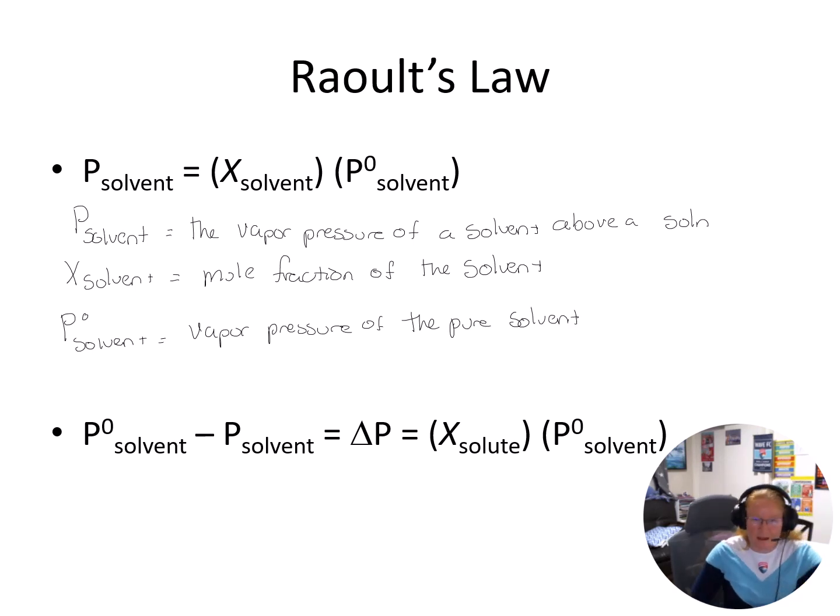Okay? We can also look at the pressure by understanding the change in the pressure. So the change in the pressure is just the pure minus the solution. That gives us our delta P. And this one's interesting. Instead of being the solvent mole fraction times the pure vapor pressure of the solvent, it's the solute mole fraction times the vapor pressure of the pure solvent. All right, so let's take a look.